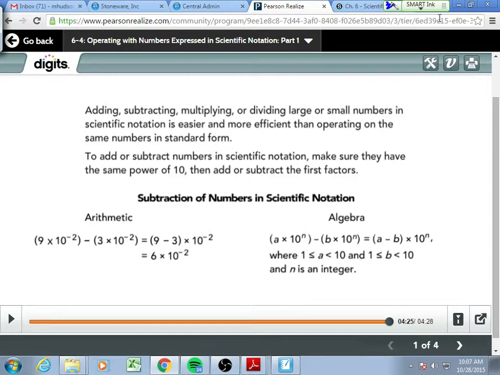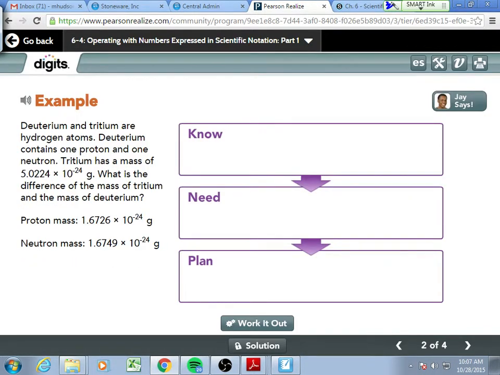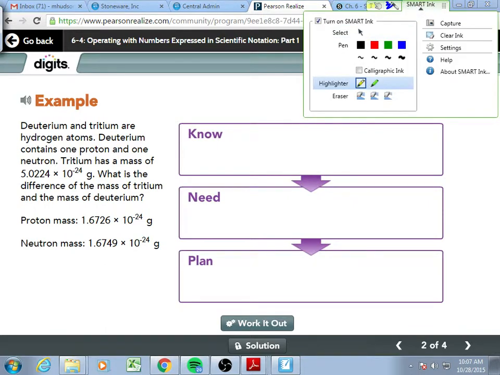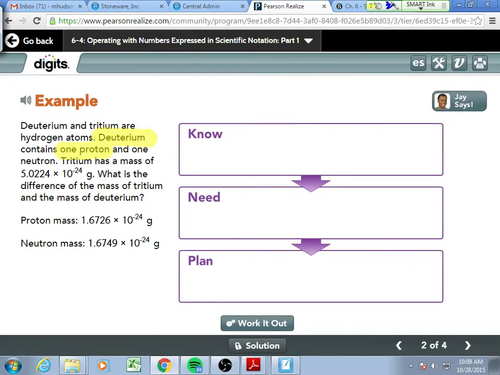We are combining, actually we're looking for the difference. Sorry, we have deuterium and tritium. I always mess up saying these. So we want to see what is the difference between their masses. Tritium has a mass of 5.0224 times 10 to the negative 24th. Now, the important thing here is deuterium contains 1 proton and 1 neutron. So we need to look at what is the proton mass and what is the neutron mass.